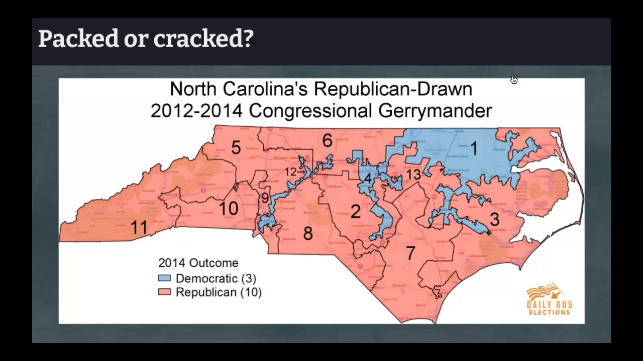All right, now some practice. Take a look at this map. Which would you say has been used to draw and redistrict here? Packing or cracking? What has been used?